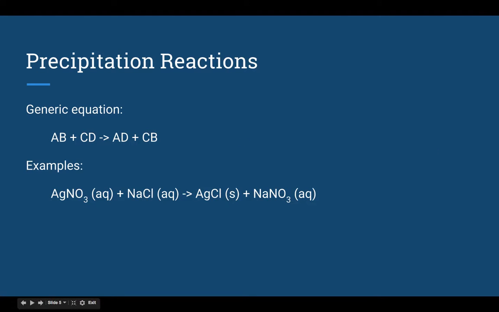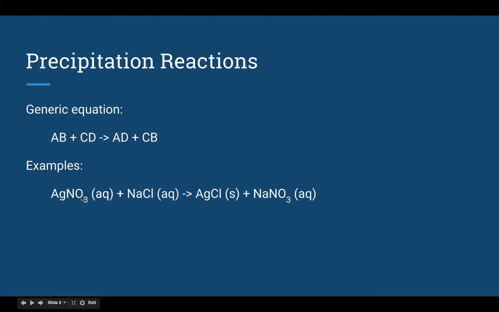So some examples of precipitation reactions are, here we have silver nitrate, which is aqueous, right? We have a cation silver and anion nitrate. It's aqueous, so it's dissolved in water. And when ionic compounds dissolve in water, they split up into their ions. So the silver ions are going to be separate from the nitrate ions. We've got sodium chloride, which is similar, right? Sodium's the cation, chloride is the anion, and this is also aqueous, so it's broken up into its ions.